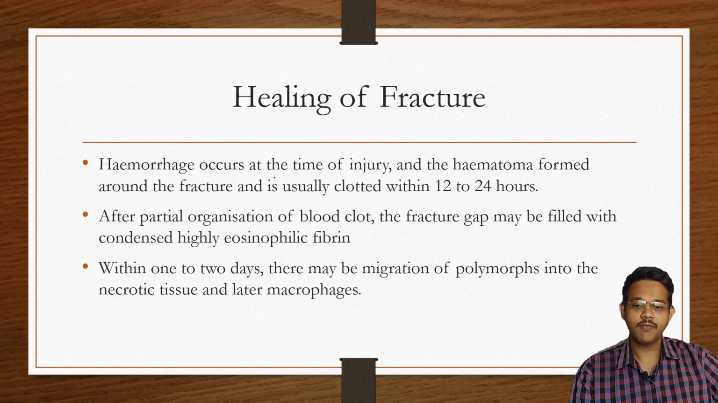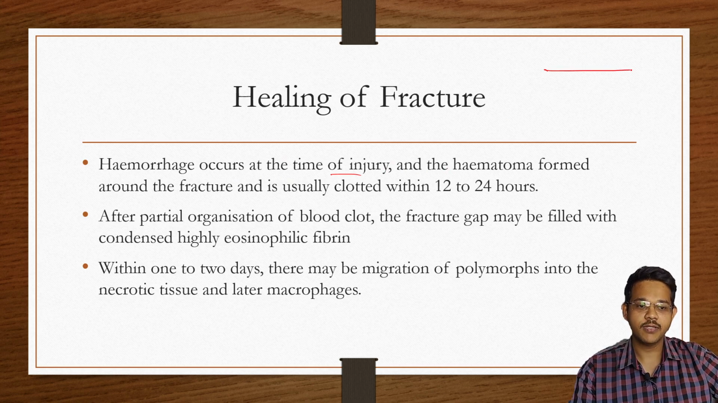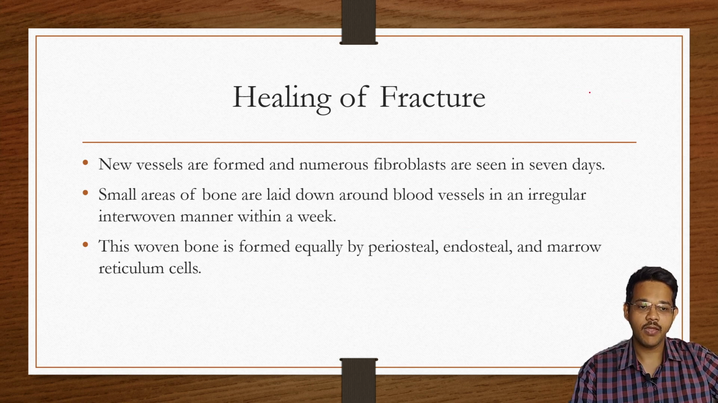Immediately after fracture, hemorrhage occurs at the time of injury and a hematoma is formed. So first, after the fracture, there is a huge hematoma. Then after partial organization of the blood clot, the fracture gap may be filled with condensed, highly eosinophilic fibrin. Then within 1 to 2 days, there will be migration of polymorph cells, that is neutrophils. Then necrotic tissue and macrophages start accumulating at the fracture site.